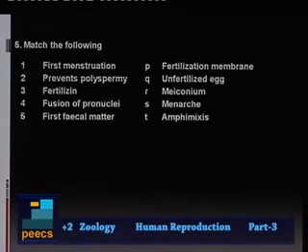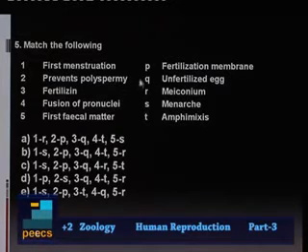Now match the following. Can you match column A with column B? What is first menstruation? First menstruation will happen when the individual attains puberty, and this is called menarche. So 1 you can match with menarche. What about 2, preventing polyspermy? You can match with fertilization membrane. Fertilizin is a substance which covers the unfertilized egg, and it helps in the species specificity of fertilization. On the surface of a sperm cell, it will be covered with a corresponding anti-fertilizin. So here fertilizin you can match with unfertilized egg.